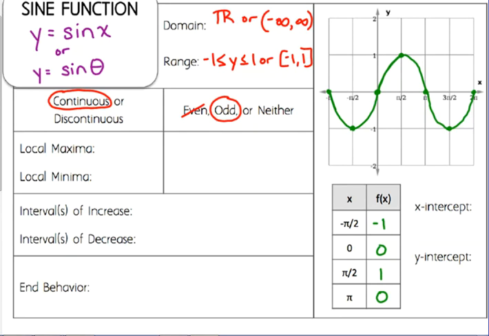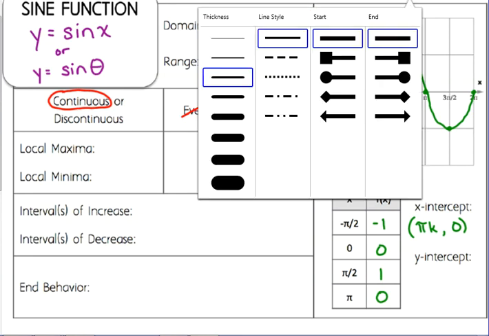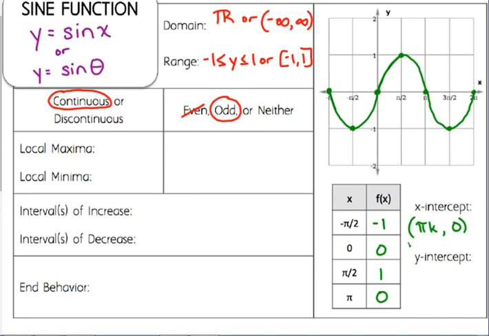Okay, the x-intercepts. We have a bunch of them, right? It keeps crossing the x-axis. The first time in our graph that we can see that we have plotted, it crosses at negative pi, it crosses at 0, it crosses at pi, it crosses at 2 pi. So it looks like it's crossing at multiples of pi. So here's how we're going to write that. We're going to write pi times k. And then, of course, the y-coordinate of any x-intercept is 0. And then down here below our point, we're just going to write where k is an integer.